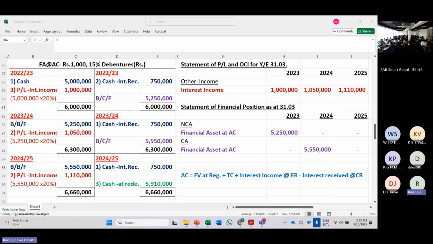So we start with financial instruments, right? The most complex topic, standard. But if you properly follow these activities one by one, you can see it's not that difficult, right?